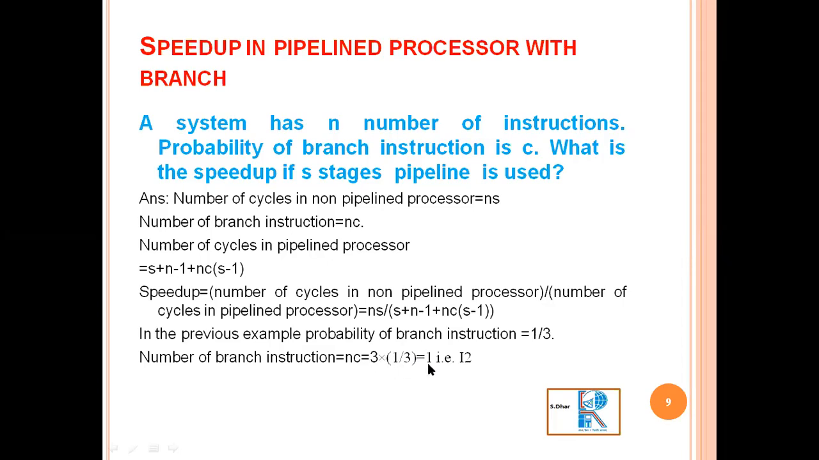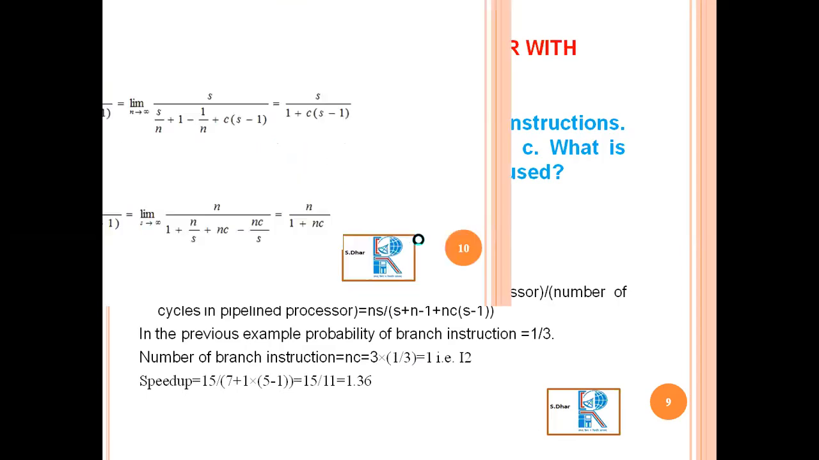So what is the total number of branch instructions? 3 into 1 by 3, n into c. n is 3, c is 1 by 3, so 1. That is the I2. So the speed up is 1.36. Previously it was more than 2, but due to the branch instruction, one penalty is added. Now our speed up is decreased to 1.36, but still it is more than 1. So this is the speed up if I use the branch instruction.